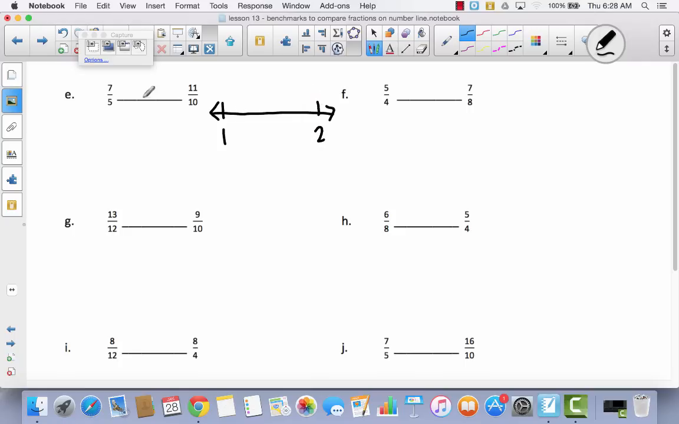Okay, I'm going to divide this number line into fifths like this. 1, 2, 3, 4. So I have 1, 2, 3, 4, 5 parts. So 7/5. This is 5/5, 6/5, 7/5.